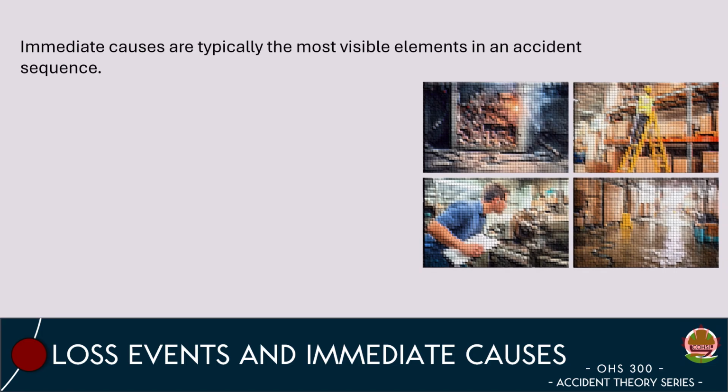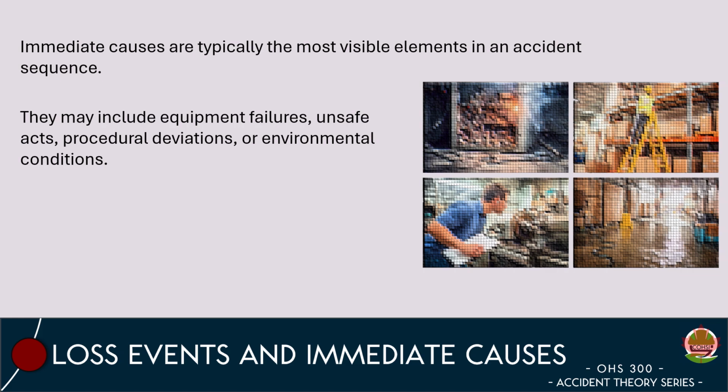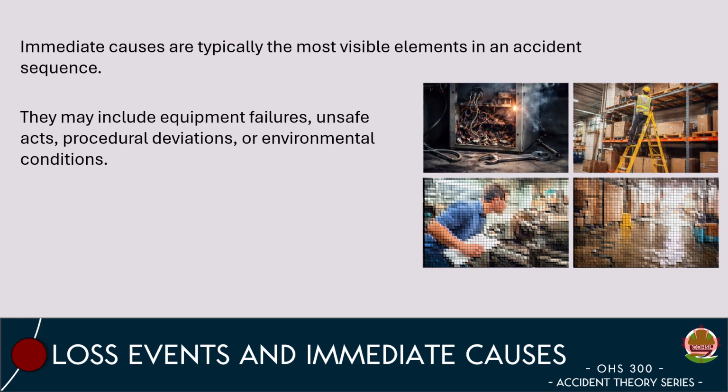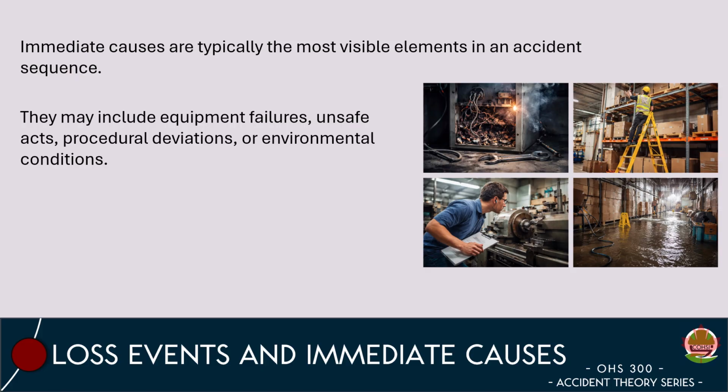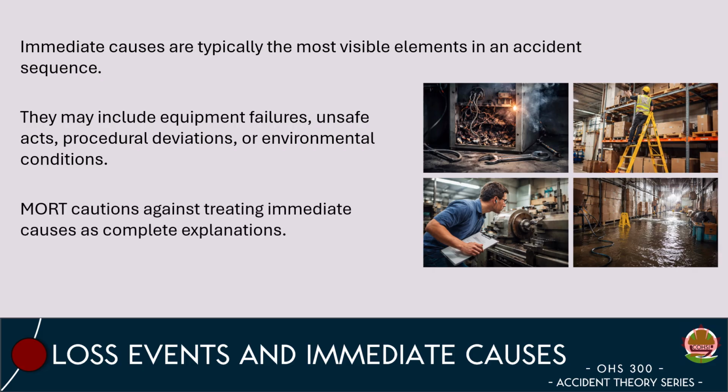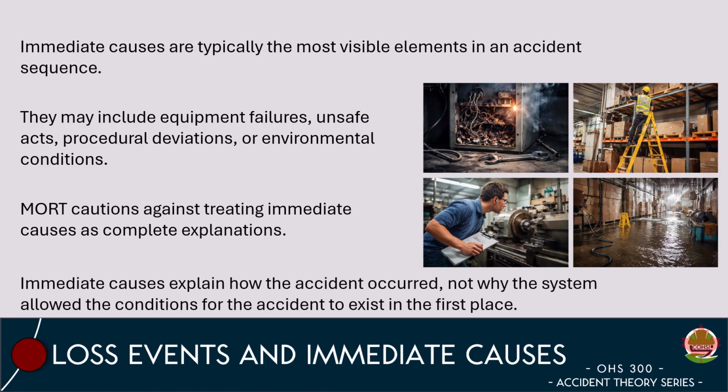Immediate causes are often the most visible elements of an accident sequence. These may include equipment failures, unsafe acts, procedural deviations, or environmental conditions present at the time of the event. While such factors are important for understanding what happened, MORT cautions against treating them as sufficient explanations. Immediate causes explain how the accident occurred, but not why the system allowed the conditions for the accident to exist in the first place.